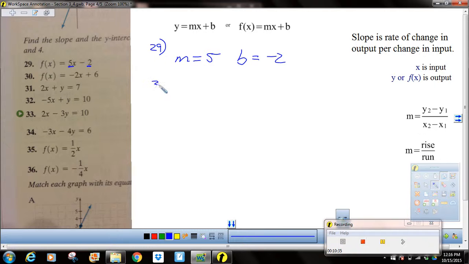Okay, number 30. Oh, I shouldn't have worked 29. It's an odd one. Number 30, the slope is -2, and the y-intercept is 6. On number 31 and on, they're not solved for y yet, so I will address that in the next video.